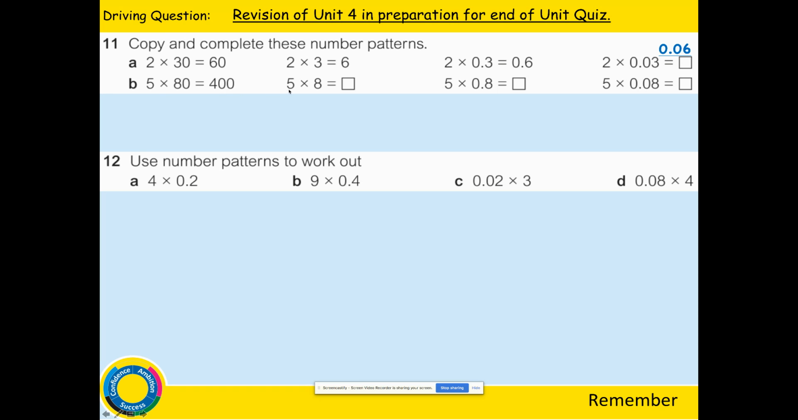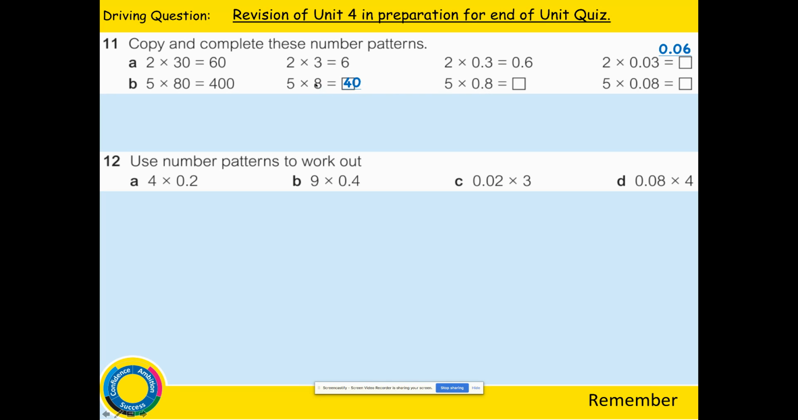Now let's follow the pattern. 5 times 8. So 8 has been made 10 times smaller here. So we make our answer 10 times smaller. The 4 will come into the tens column. That 0 will come into the ones column. And that 0 will drop off the end. So we're looking for 40. 5 times 8 is 40.